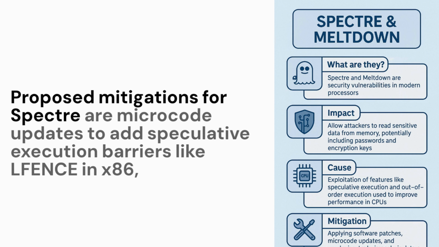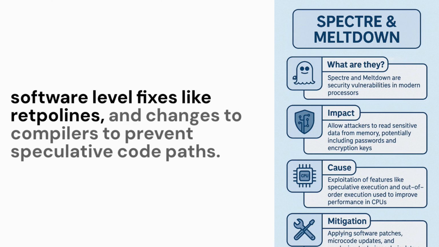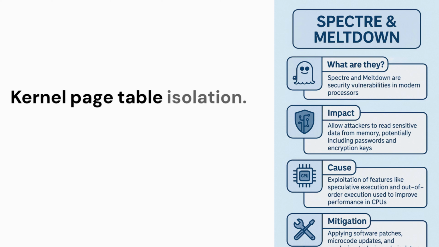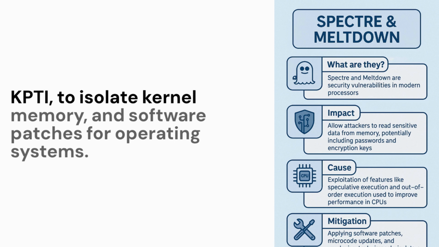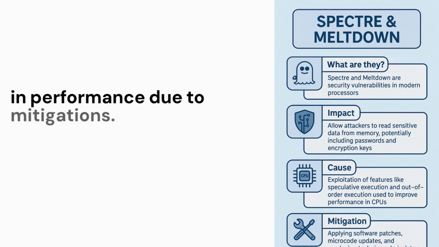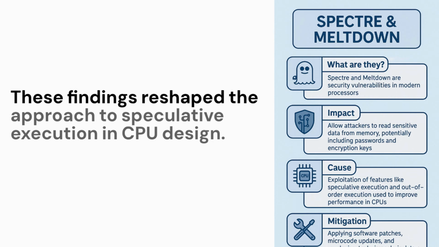Proposed mitigations for Spectre are microcode updates to add speculative execution barriers like LFENCE in x86, software-level fixes like retpolines, and changes to compilers to prevent speculative code paths. Mitigations proposed for Meltdown: kernel page table isolation, KPTI, to isolate kernel memory, and software patches for operating systems. Both vulnerabilities prompted significant updates to CPUs and software, with trade-offs in performance due to the mitigations. These findings reshaped the approach to speculative execution in CPU design.